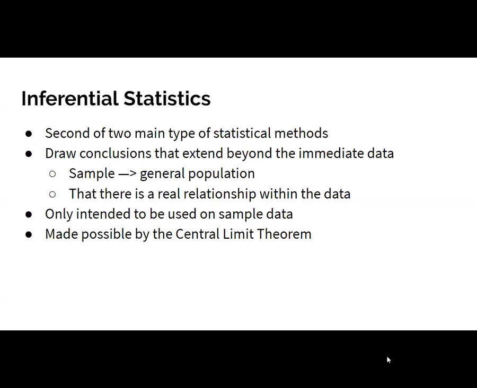It's only intended to be used on sample data. There's one exception, and that's correlation, and we'll talk about what that means. And it's made possible by the central limit theorem. So in general, it's only intended to be used on sample data. You wouldn't use it on population data because it's not necessary, right? You already have all the data you need. You don't need to do any inferring. So you really only use it when you have sample data.